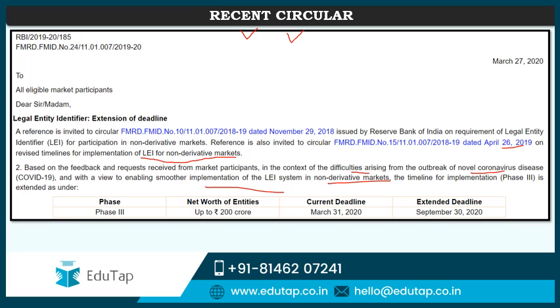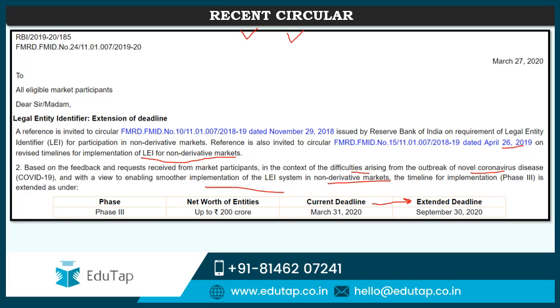Now, the entities which fall in the different phases with different net worths were required to obtain this LEI code as per their own timelines. In the first and second phase, different entities were already covered. In the third phase, entities with net worth up to rupees 200 crore were required to obtain the LEI registration by 31st March 2020. Now, this deadline is being extended to 30th of September 2020 in the wake of the COVID-19 crisis. So basically this is what this circular has to say.